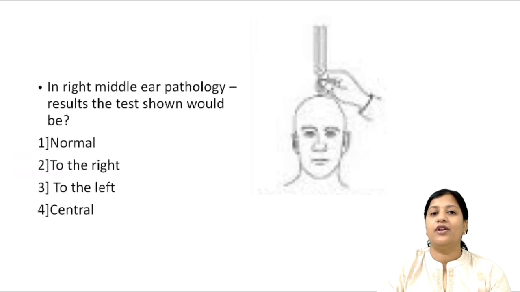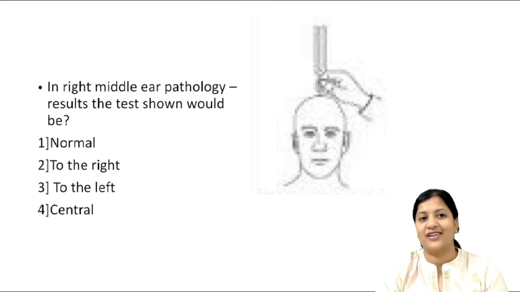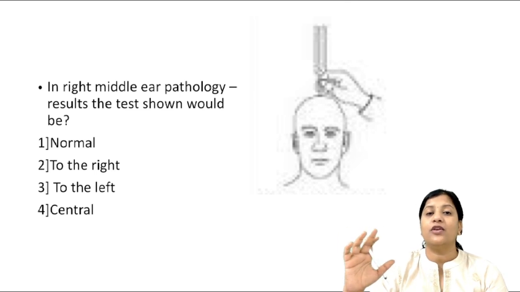So that is about your cochlear implant surgery, posterior tympanotomy and facial recess. All the three have been understood in one slide. Okay, so in right middle ear pathology, the test results shown would be two. So they're doing some clinical test over here and asking you if there is a right middle ear pathology, where would the sound go? Would it be normal?